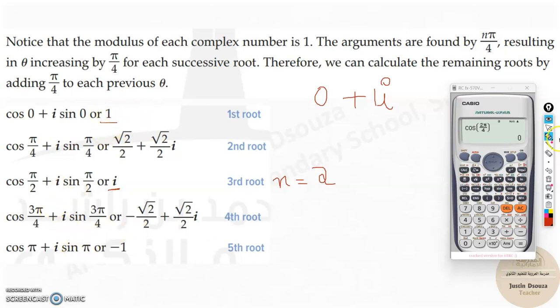Same way you can keep on trying for other things. Just change the n value over here. The cos value is minus root 2 by 2, so it's minus root 2 by 2. But when it's sine of 3 pi by 4, it will be positive. So let's do it. Sine, and the answer is root 2 by 2, positive. Don't forget to write the i. Same thing with this. Now when n is 4, sine is 0, so the i part is not there, whereas the cos part will be there because it is minus 1.